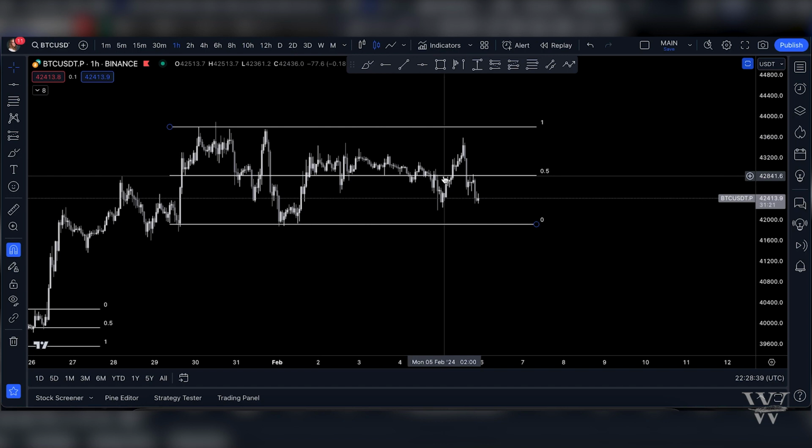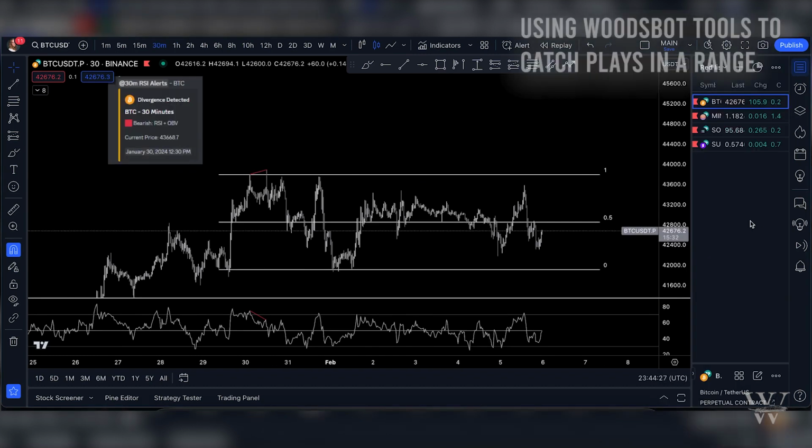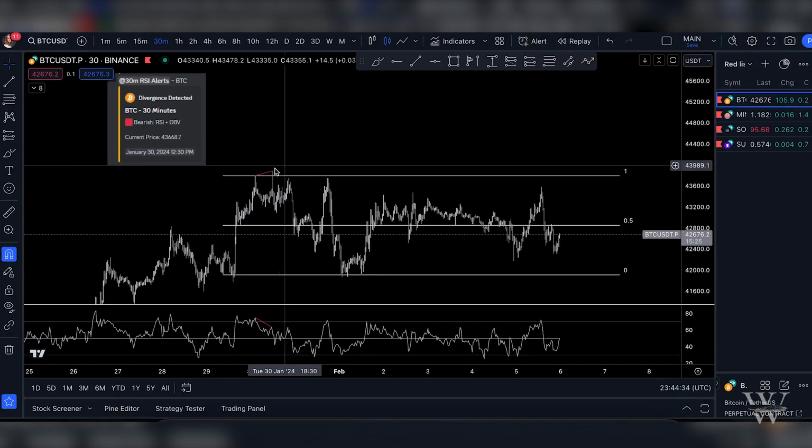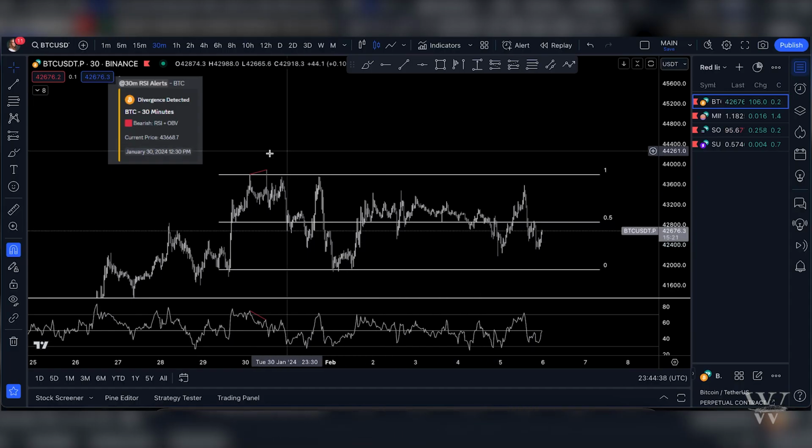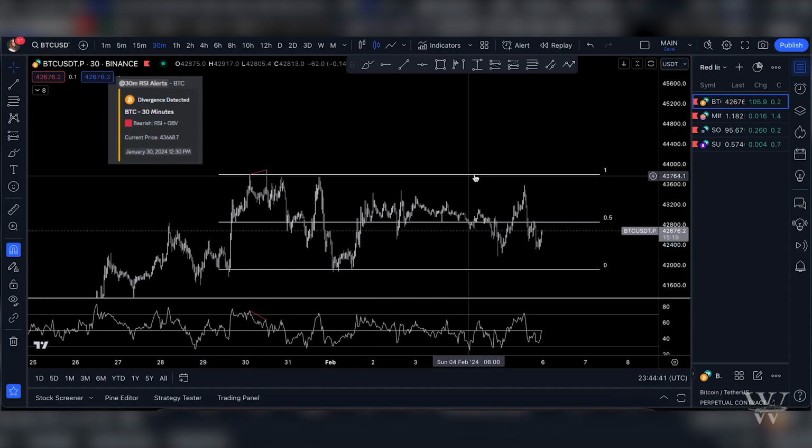Now I'm going to give you guys a few ways that you can play the ranges with WoodsBot tools. All right, now I'm going to show you how you could use some tools from WoodsBot to catch some plays given what we just learned inside of ranges. As we see here, this is a range high sweep, but obviously this is early on in your range being formed, but this is exactly what you would look for on either side of the range in order to look for triggers for plays.